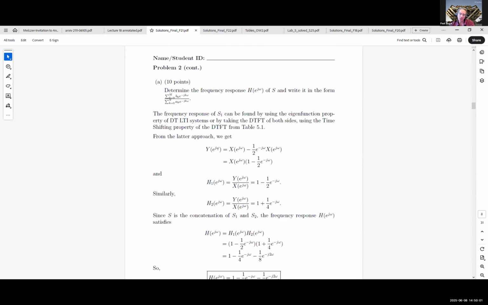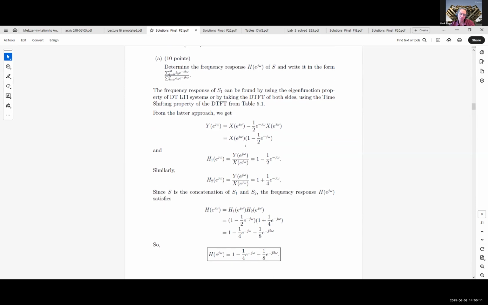So you get Y of e to the j omega is equal to X of e to the j omega minus a half e to the minus j omega, that's the phase factor, times X of e to the j omega. And then for the second system, you're going to get the same thing, but with minus a quarter times e to the minus j omega, X of e to the j omega.